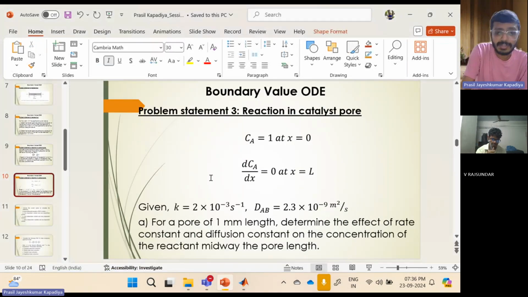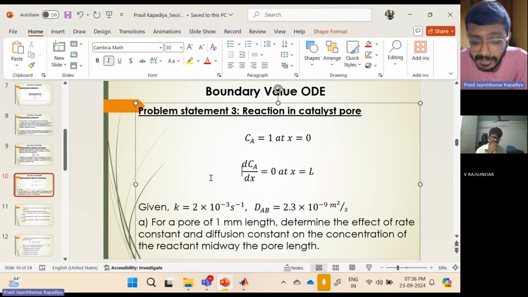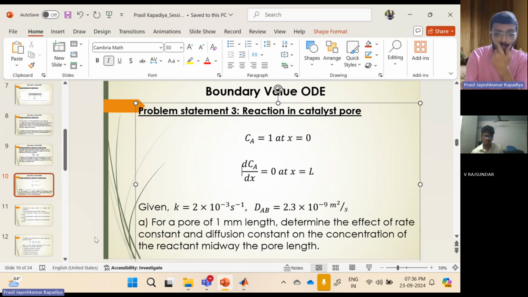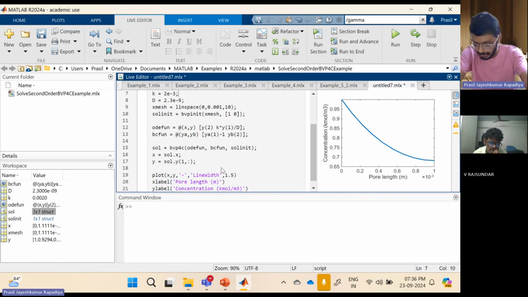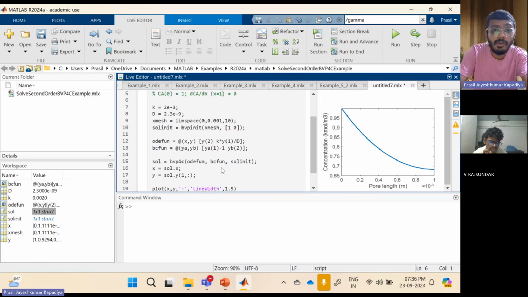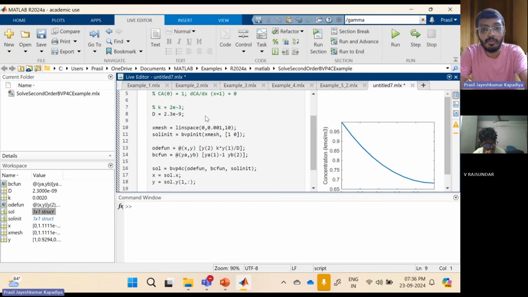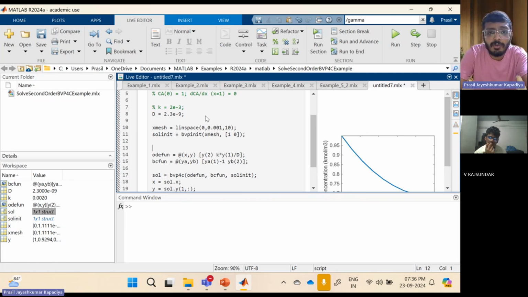Okay, so let's do one thing. What is told to us: determine the effect of rate constant and diffusion constant on the concentration of reactant midway along the pore length. Like the previous problem we did, let's first keep D is equal to this value only, 2.3 into 10 raised to minus 9, and try to vary the value of k.